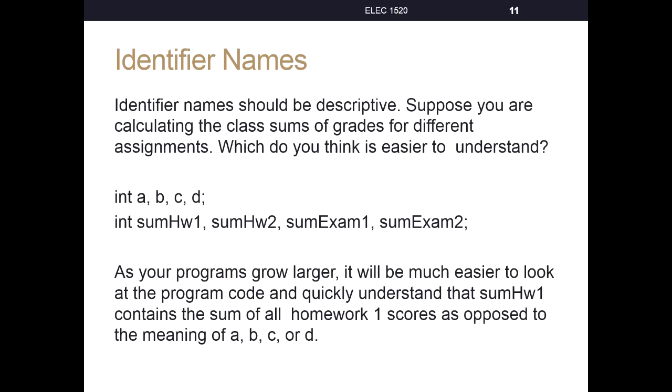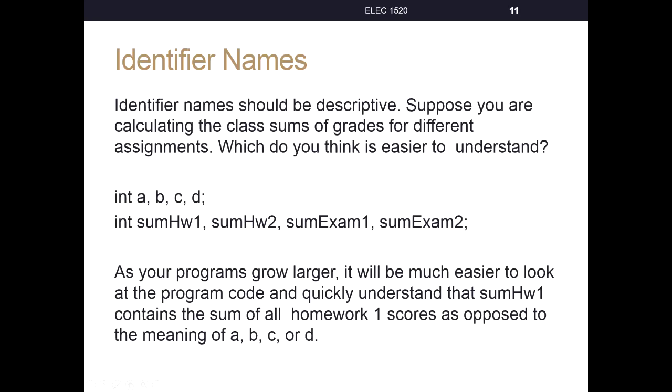As I just said earlier, identifier names should be descriptive. When you look at them, you want to make sure you know exactly what they mean. So in this example then, if we were to create some identifier names to calculate the sum of grades, right, for different assignments in a class, I'm asking you here, which do you think are easier to understand? So if we had A, B, C, and D, and each one of these was supposed to represent then the total that a person received on the assignment.